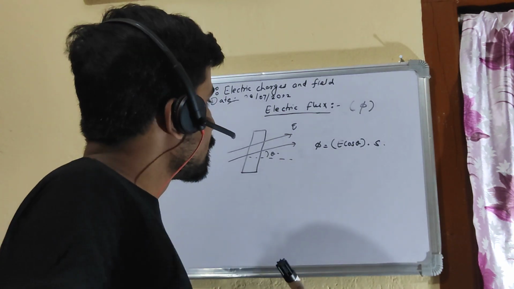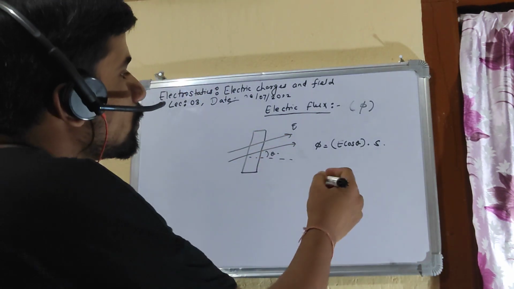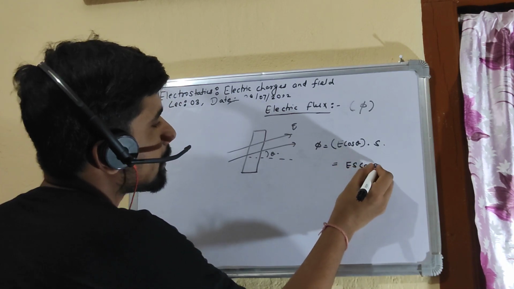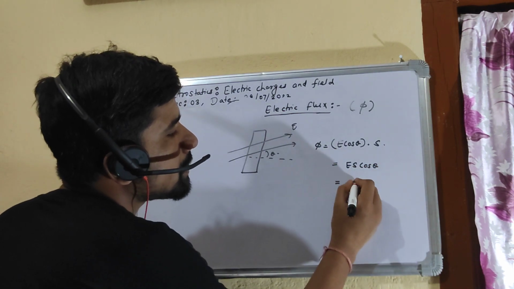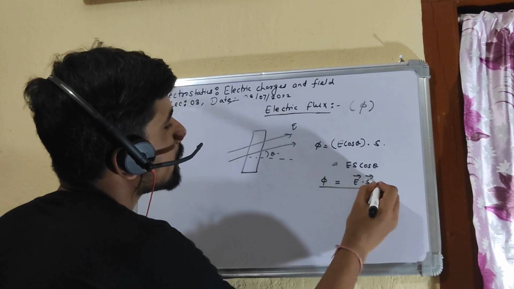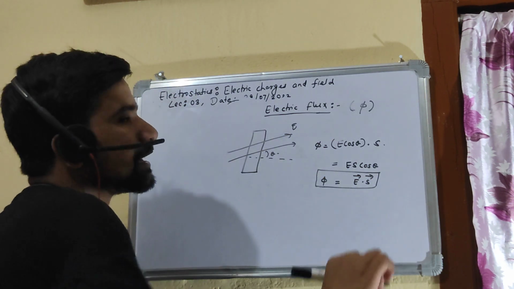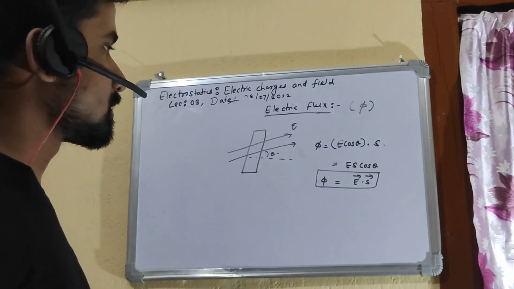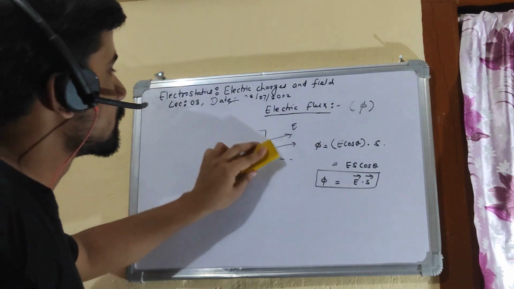Clear? So now we know the flux is given by E S cos theta, right? So in terms of vectors, I can now write it as E dot S, the dot product of the electric field intensity and the area vector. So this is the electric flux, right? Okay.